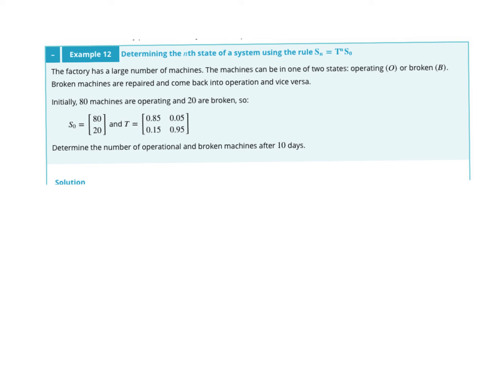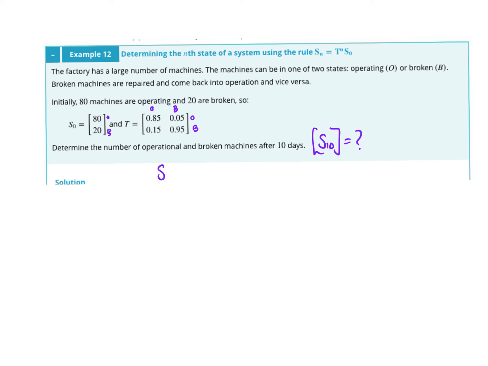Okay, one last more example. The factory has a large number of machines. The machines are either operating or broken, so we're still using this same thing. And it said 80 machines are operating, so you know that's operating and that's broken, and then therefore your transition must be following that pattern too. And it says determine the number of machines broken after 10 days. So that means state 10 is the question.